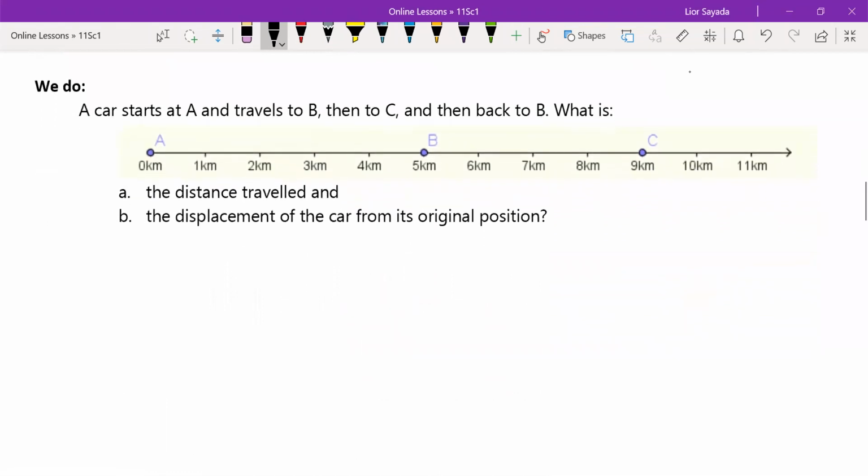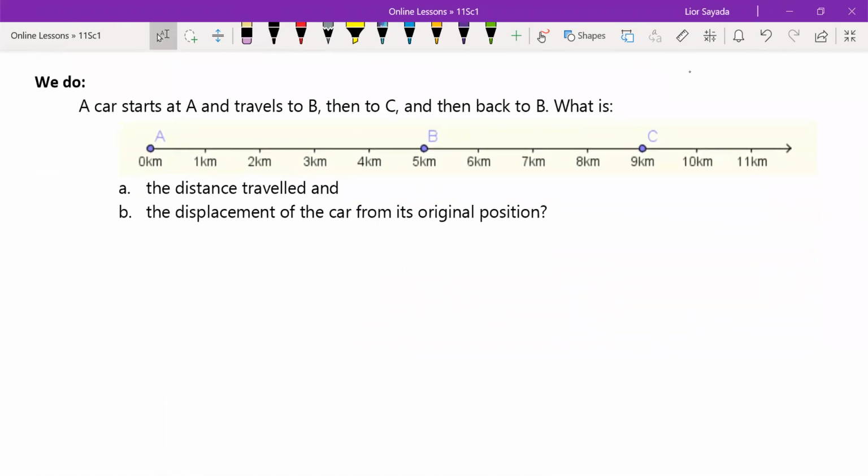We're now going to do this example together. Pause the video and read the question. So the first part of the question asks, what is the distance travelled? So let's do this together. I'd like you to work out how far is travelled altogether when the car goes from A to B to C and then back to B. What is that total distance?